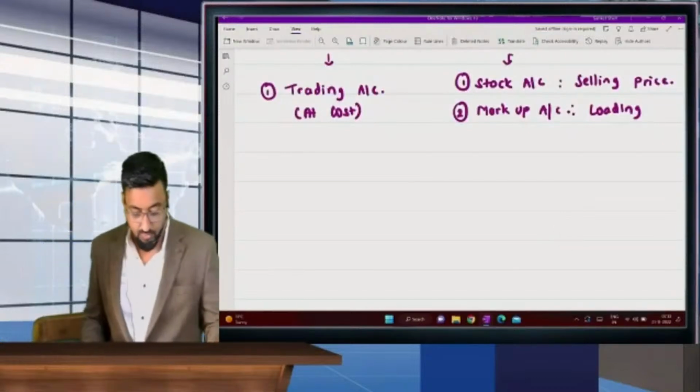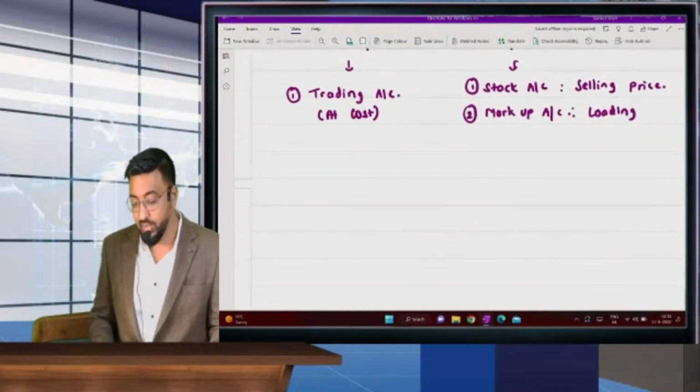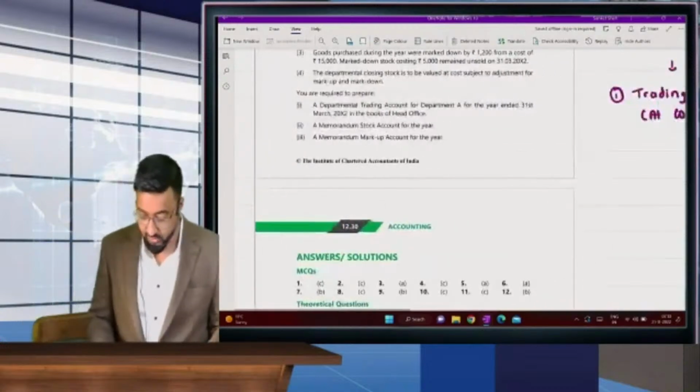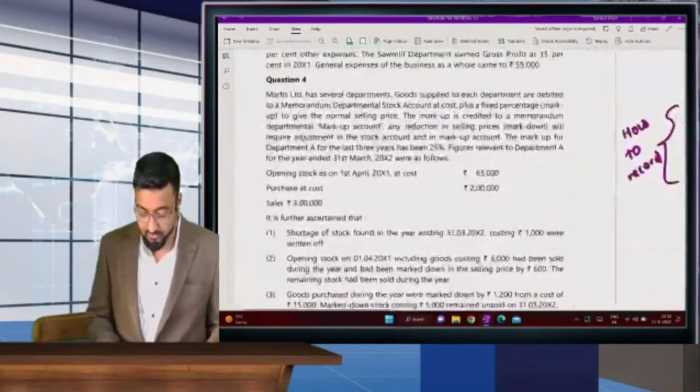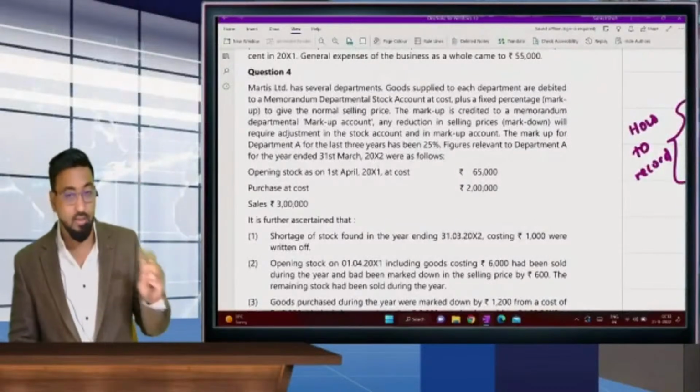ठीक है, चलिए. So stock reserve account also need to be open. No बेटा, stock reserve is nothing but it's a markup account. stock reserve को ही हम लोग बुलाते हैं markup account करके. चलो ठीक है. Yes, Martis Limited. Now you understood it. So in this question, we are going to open these two accounts.